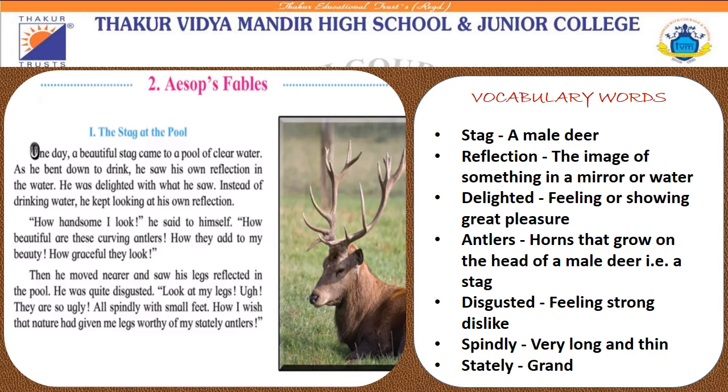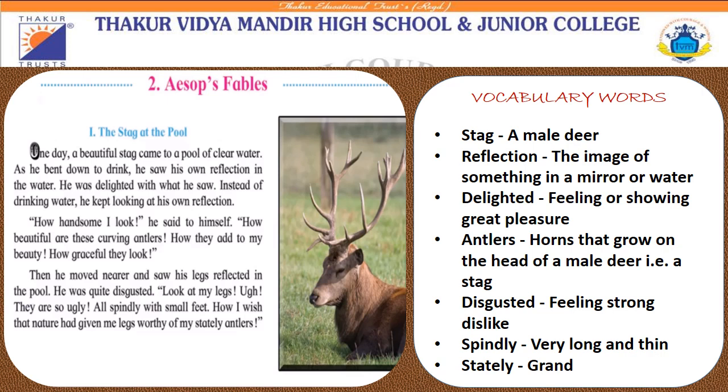One day, a beautiful stag came to a pool of clear water. As he bent down to drink, he saw his own reflection in the water. Stag means a male deer, and reflection means the image of something in a mirror or water. He was delighted with what he saw. Delighted means feeling or showing great pleasure or happiness. Instead of drinking water, he kept looking at his own reflection.